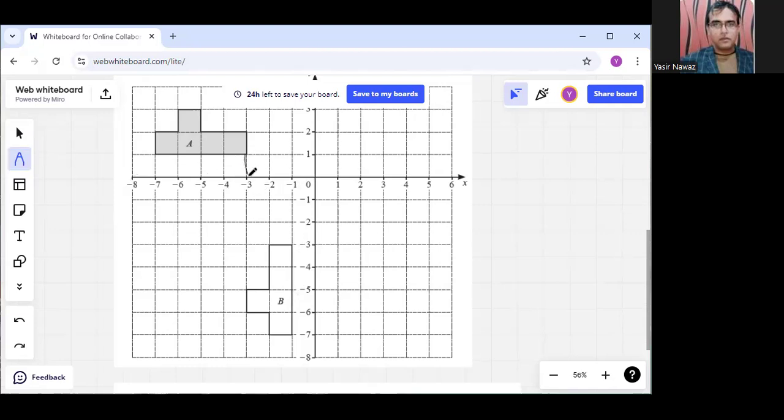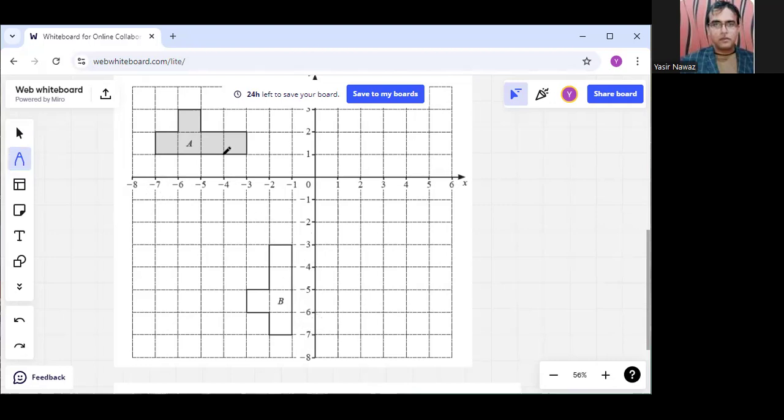How will you get the same shape? Here the x coordinate is -3 and the y coordinate is 1. So look at this. Here the y coordinate is -3 and the x coordinate is -1. This length is 1. Here, this length is also 1. It is at minus 3, so here it is also at minus 3. And this length is also 1, and this length is also 1. It is at minus 7, so here it is also at minus 7.